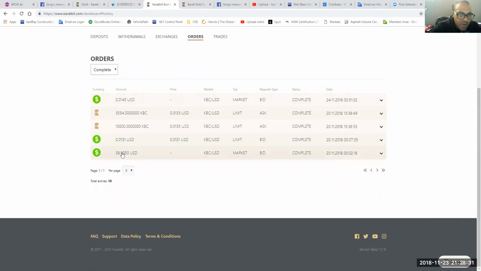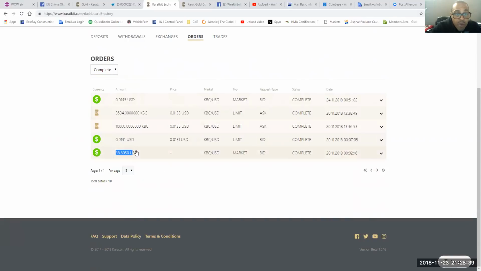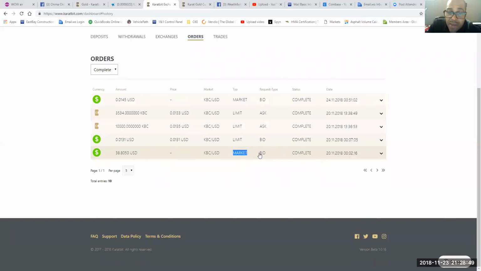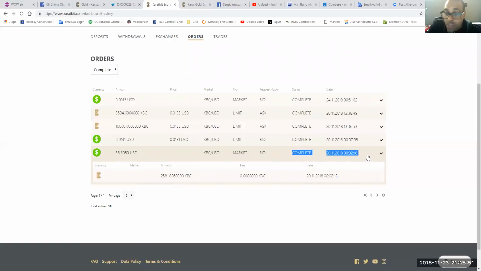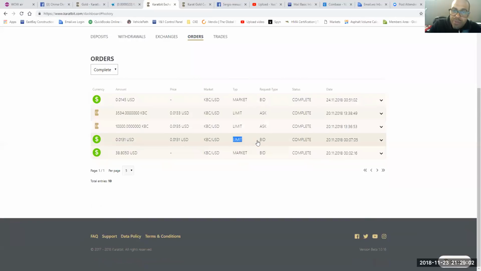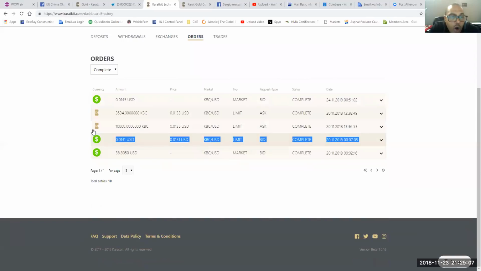Okay. So this is a complete order. I exchanged $38.80 for 2,500 KBC coins, a little over 1 cent each. It was a market price, and it was a bid order, and it was completed on the 20th. And then I bought one coin for 0.0131. You see it was a limit price, and it was a bid order.